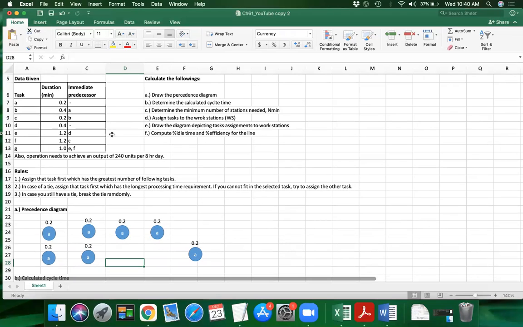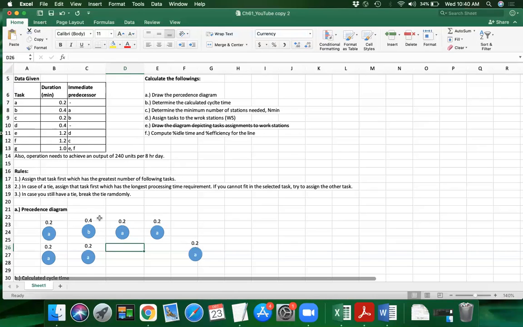And then B follows A. So this will be my B here. It follows A, right? And it takes 0.4 minutes. I'll delete and put in 0.4. As simple as that, right? And then we'll connect this with an arrow. Let's complete this in a sequence.